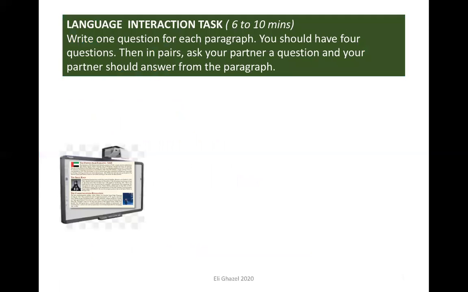Now, the most important part of the learning is to develop the student's language. Language means oral, listening and speaking. And that can only be developed, not student-teacher, but student-student. So what you're going to ask them to do here is write 1 question for each paragraph in the book. You should have 4 questions minimum. Then in pairs, ask your partner a question and your partner should answer from the paragraph like this.